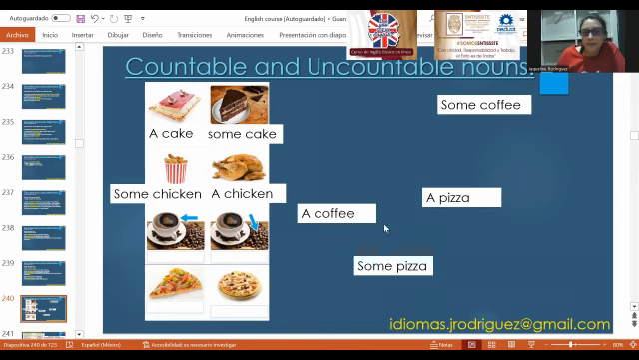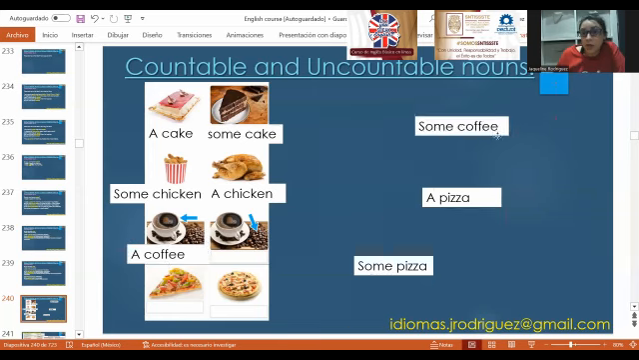A coffee. Un café. ¿No? Aquí me indican las flechitas. Esta indica los granos. Y esta la taza. Entonces, si pido un café en un restaurante, ¿qué me van a traer? No me van a traer un granito de café, me van a traer una taza. A coffee. If I ask for some coffee, bueno, ahí sí puede ser unos granos, una bolsa, ¿no? Some coffee, just some coffee.